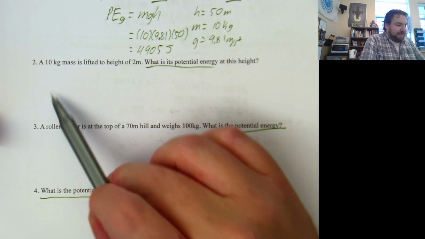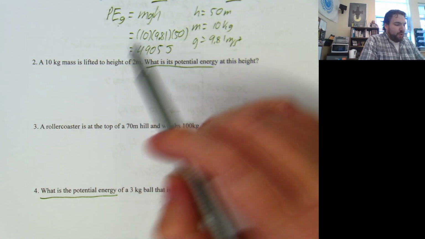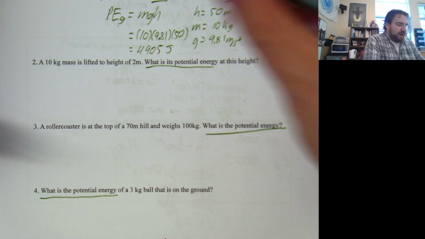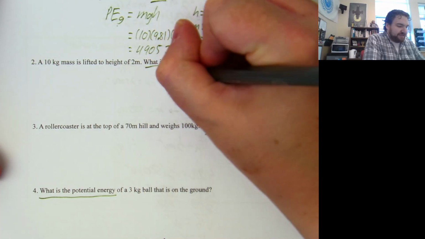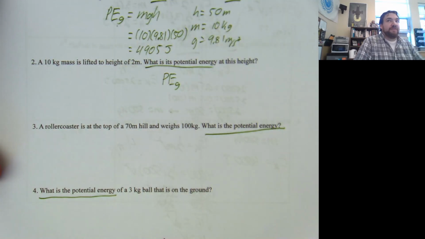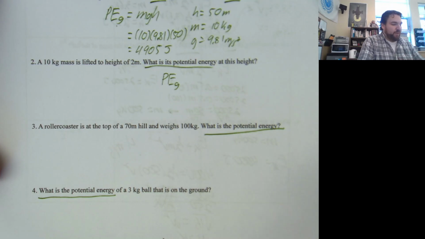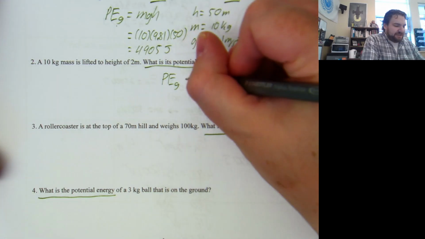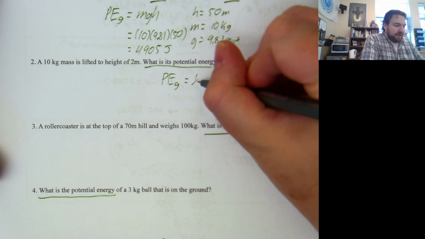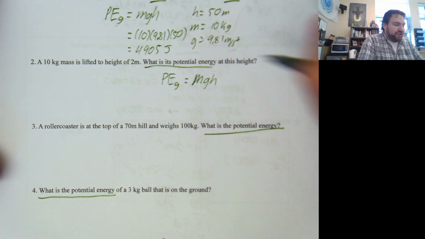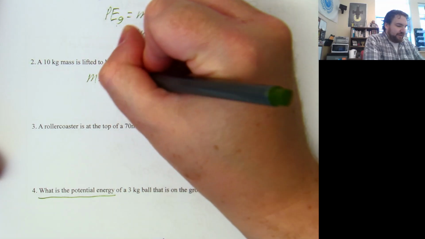We have a 10-kilogram mass lifted to a height of 2 meters. What is the potential energy? Well, it says what is, and that's going to give us the clue of what formula we're going to use. PE is going to equal mgh. Do we know the mass? Yeah, we do. It's 10.